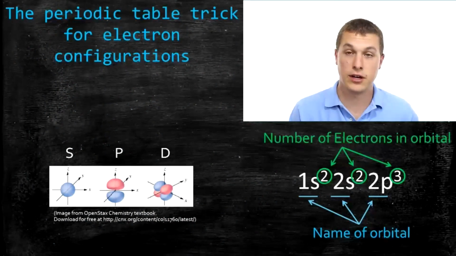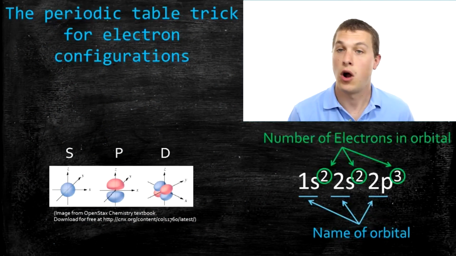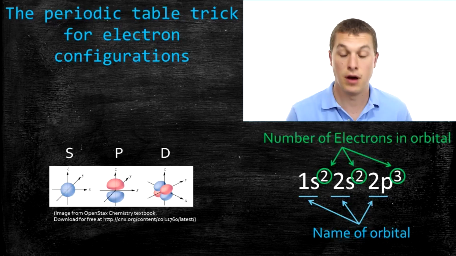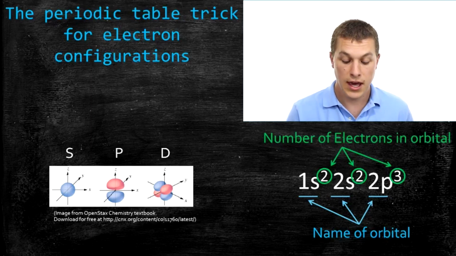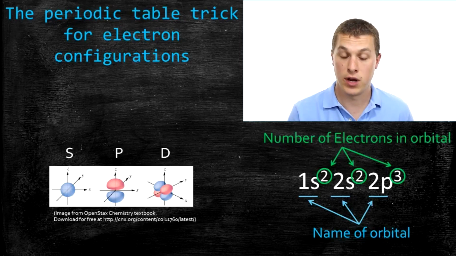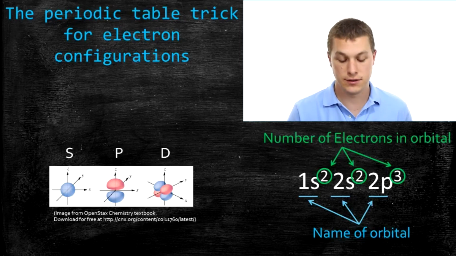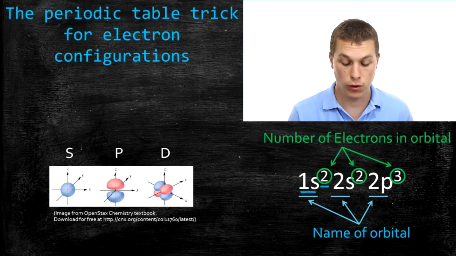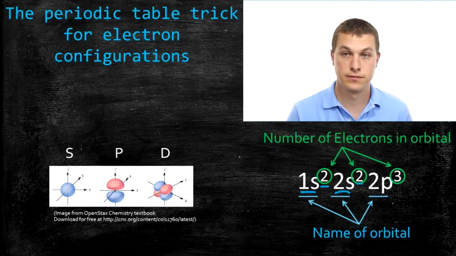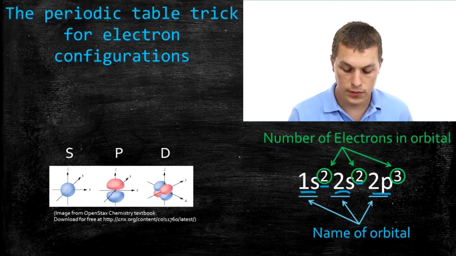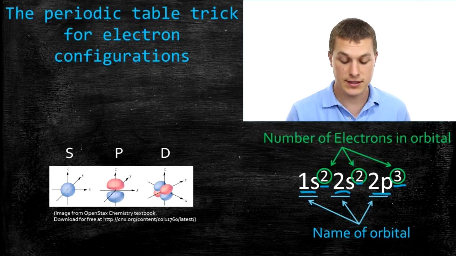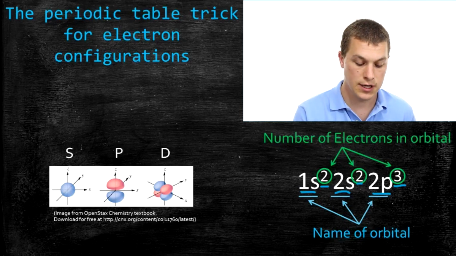So remember, electron configurations tell us how many electrons are in an orbital. And so if you look down here in the bottom right, you see that we have the name of the orbitals, 1s, 2s, 2p. And as a superscript, after 1s, 2s, and 2p, we have the number of electrons in that orbital. So we can see that in the 1s orbital, there's two electrons, which is full for an s orbital. And the 2s orbital, there's two electrons, also full. And the 2p orbital, there's three electrons, not quite full. So this turns out to be the electron configuration for nitrogen. And all that's saying is if you have nitrogen, you have two electrons in a 1s, two electrons in a 2s, and three electrons in a 2p.